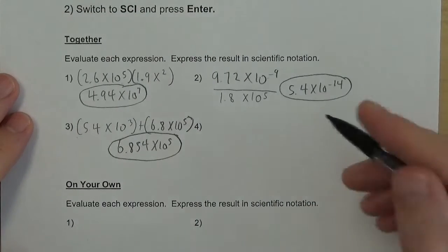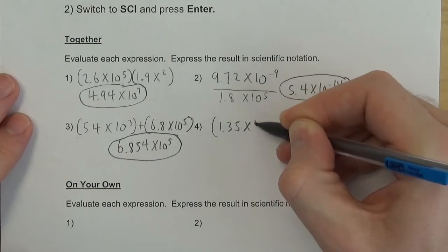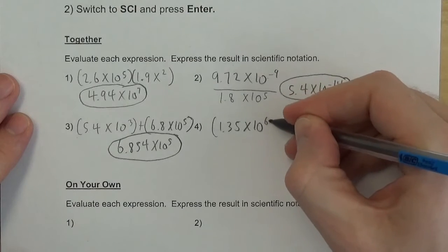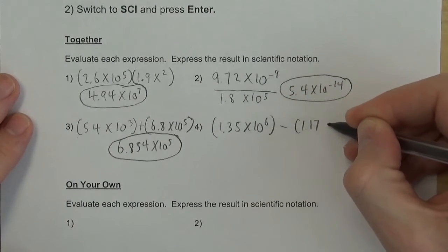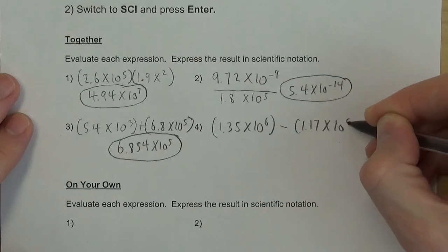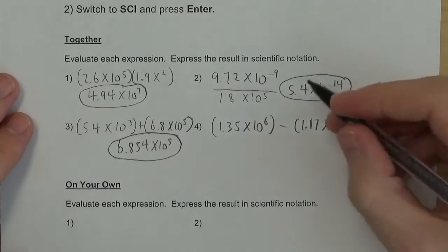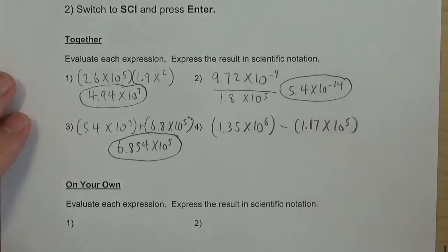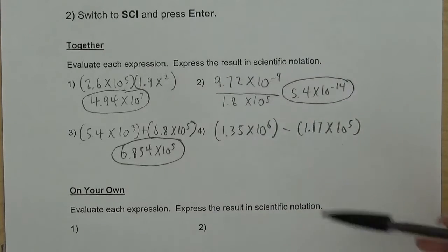All right, number 4 is 1.35 times 10 to the 6th minus 1.17 times 10 to the 5th. Usually, again, with subtraction, we'd have to make the exponents the same, but we don't have to here. I'd like you to take a second and just pause the video and type this one in on your own first, using what we've talked about, and see if you can get this correct. And then I'll go through it here and see if you can get the same thing that I got.